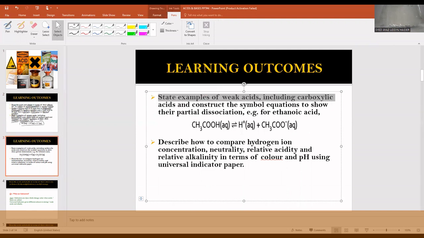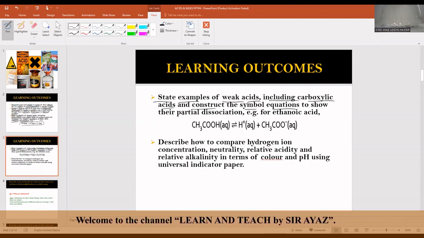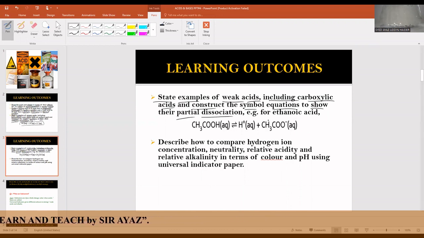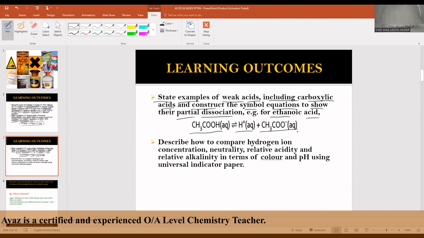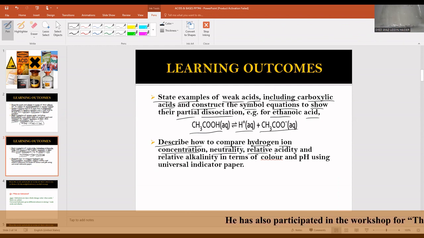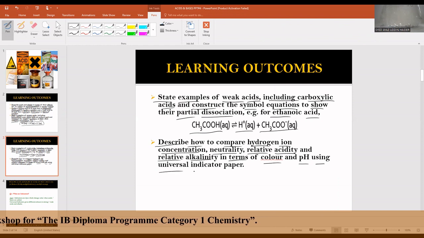State examples of weak acids, including carboxylic acids, and construct the symbol equations to show their partial dissociation. For example, CH3COOH is the formula for ethanoic acid. It will dissociate to give H+ ion and CH3COO- ion. Describe how to compare hydrogen ion concentration, neutrality, relative acidity, and relative alkalinity in terms of color and pH using universal indicator paper.